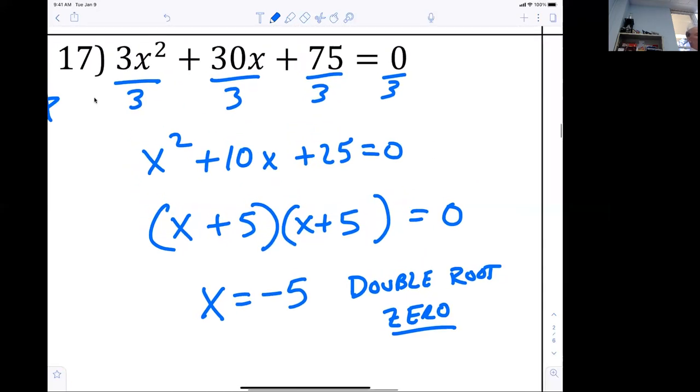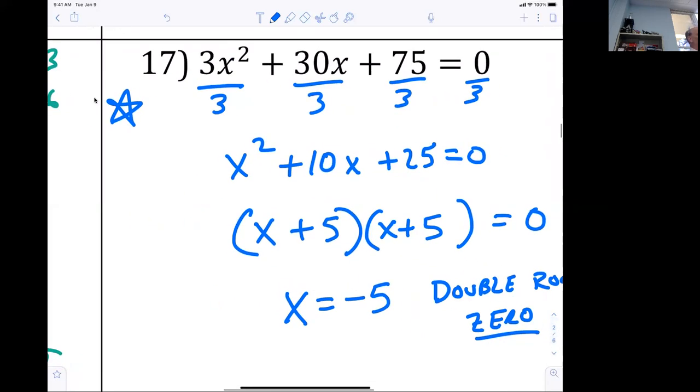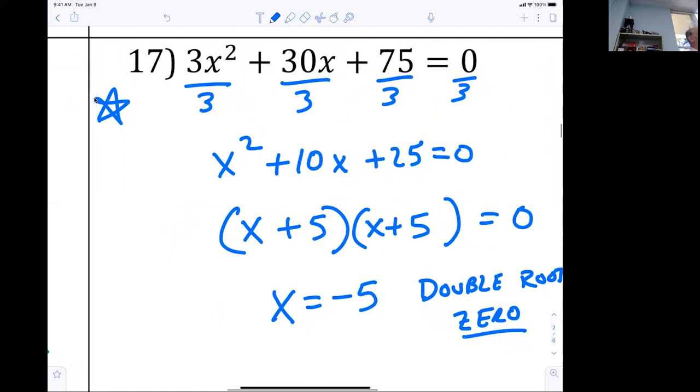Or you can say 3, 30, and 75. What is common with 3, 30, and 75? Brilliant. That's how I knew, because I looked at the numbers and I said at the beginning of the problem, put a star by it. Always look for the GCF. That was your clue. Every single time you should see if there's a GCF. If it's just a number, you divide out the number. It makes the factoring much easier.